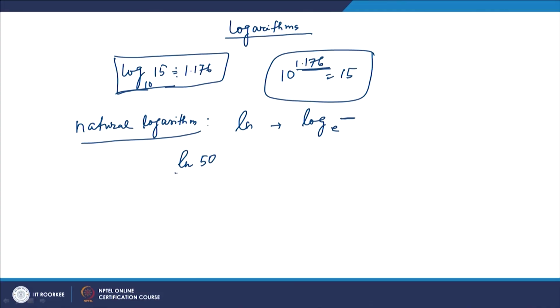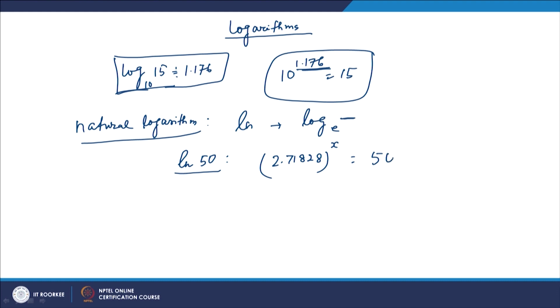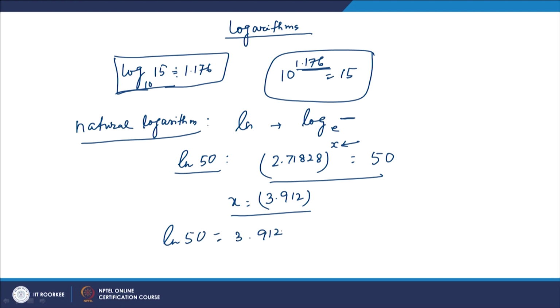Suppose you want the value of ln 50. It means 2.71828 must be raised to some exponent such that it becomes equal to 50. So, this x is the value of ln 50. If you try to see, it will be something like 3.912. So, you can write ln 50 is 3.912.